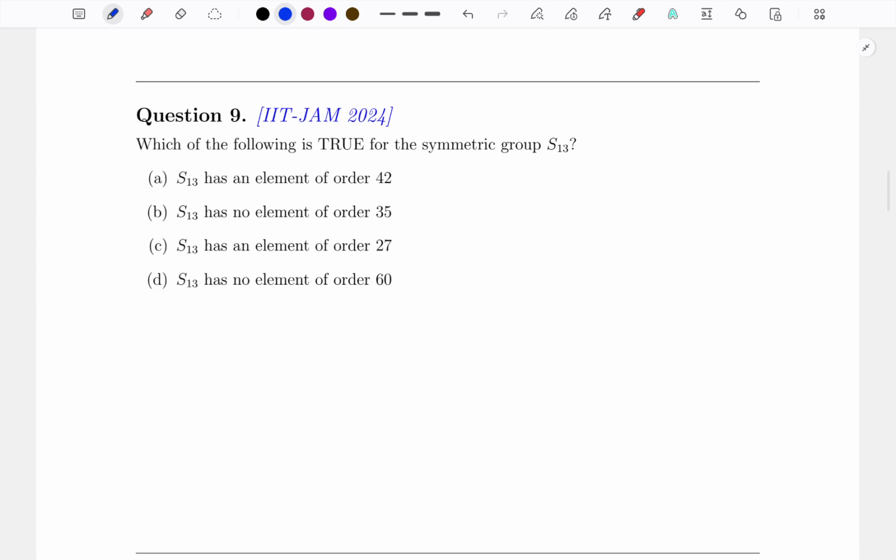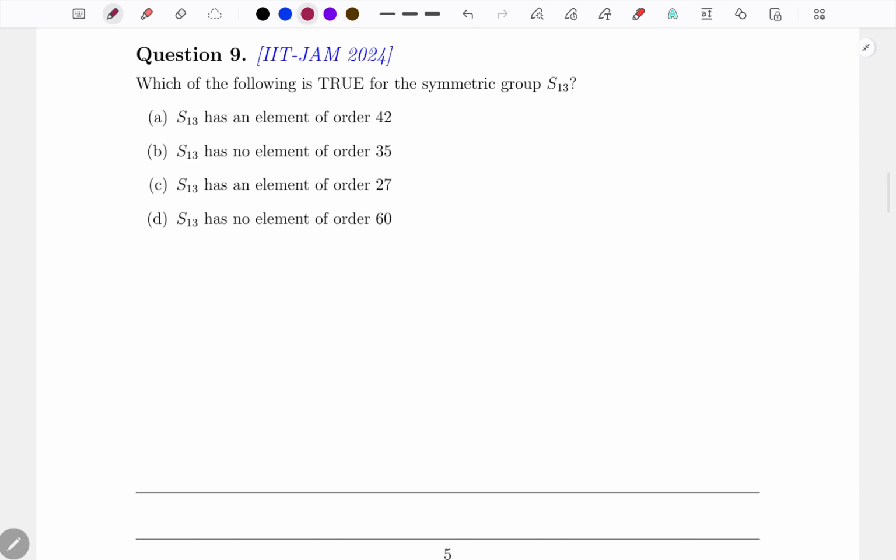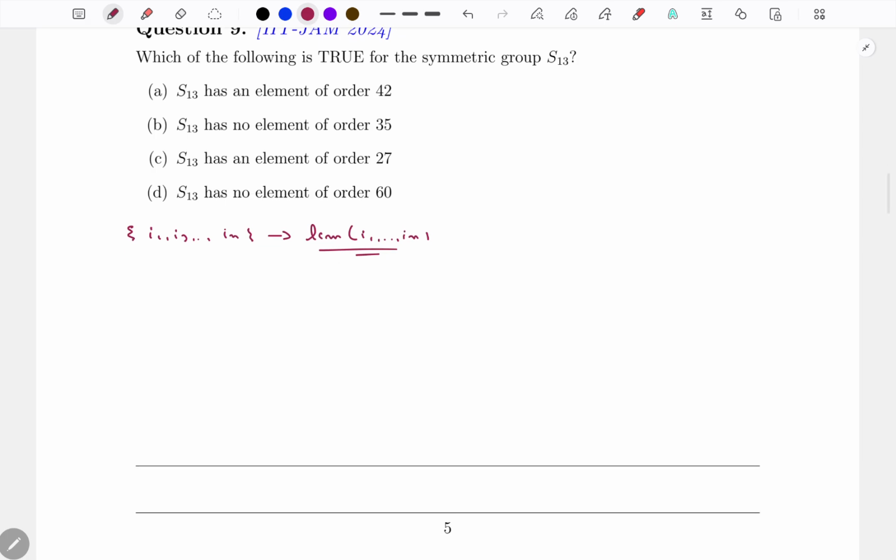Okay, let's move on to question 9. Which of the following is true for the symmetric group S13? They want elements of certain orders, so you just need to think of products, LCMs of elements, right? Cycle decomposition. How do you calculate orders? If you have a cycle decomposition with cycle lengths l1, l2, up to ln, then the order of such an element is just the LCM of l1 till ln. That is the only thing which you need to keep in mind.